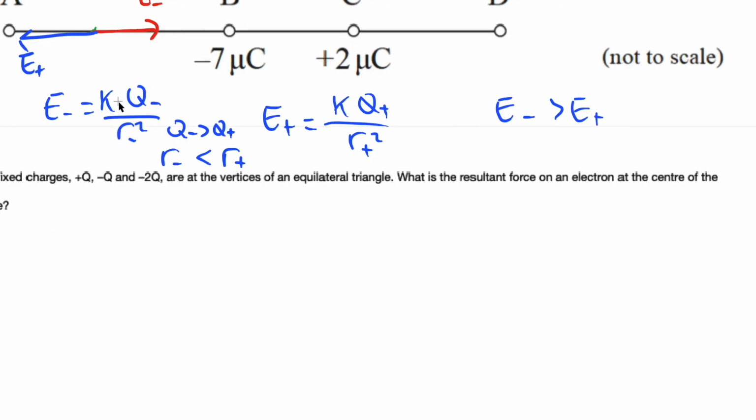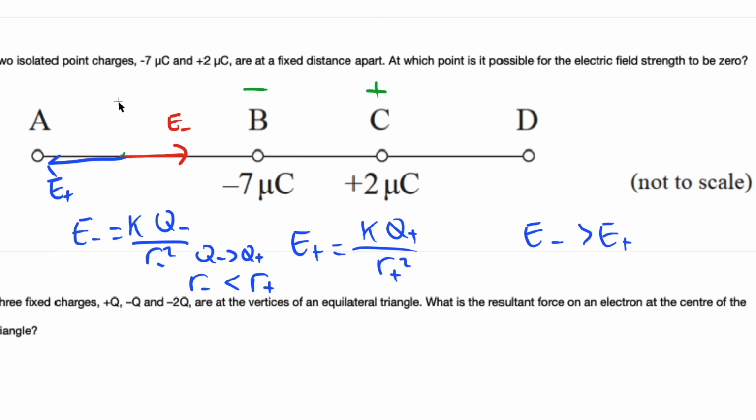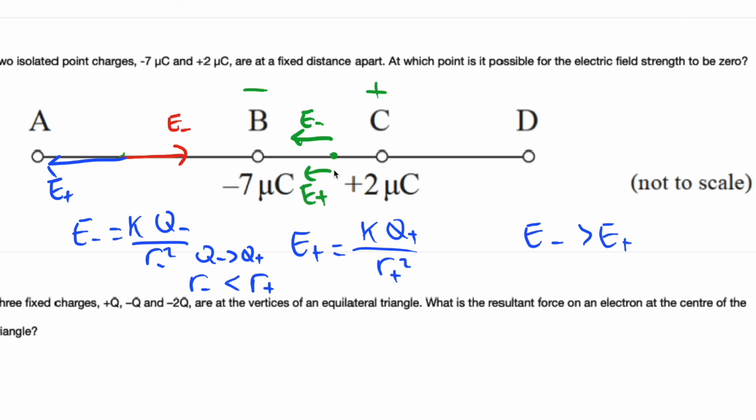So what about the region between B and C? We're going to have a rightward electric field by the negative charge, leftward by the positive charge. It's going to have two leftward electric fields. So it definitely cannot be 0.